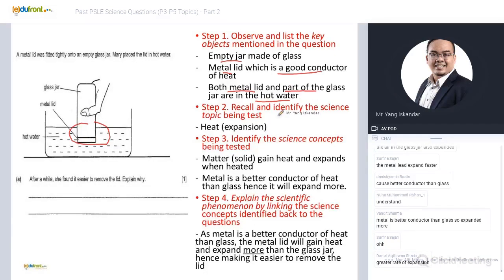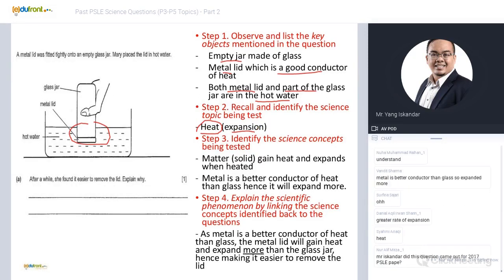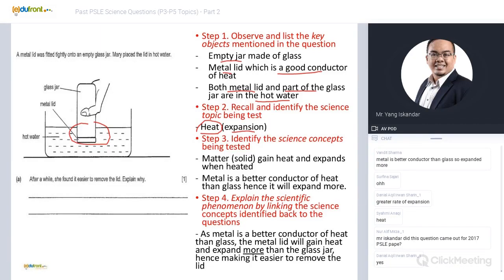Step 2: recall what topic is being tested. It is the topic on heat, Primary 4, and the concept of expansion. Expansion you must know. What's the meaning of expansion? When a material gains heat, it will expand. When a material loses heat, it will contract. So this is the scientific concept that you must know.